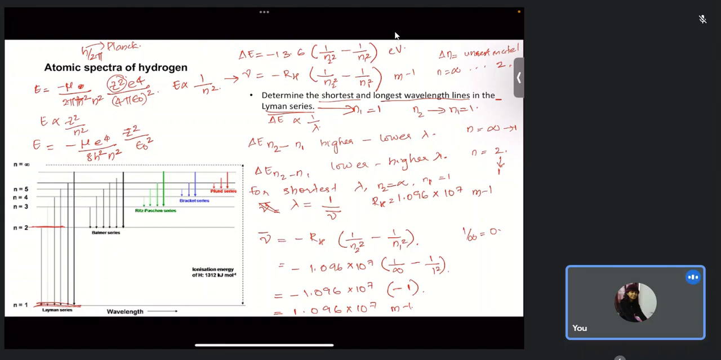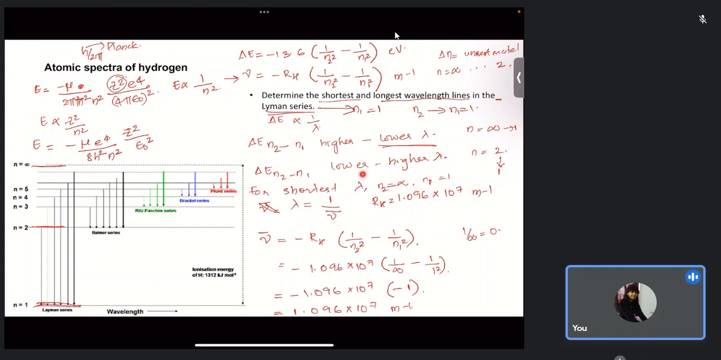When you have the highest energy gap, that's when you see the lowest lambda. Since delta n is unrestricted as per the selection rules, the transition can come from even n equal to infinity. So when n is equal to infinity you have the highest energy gap, which in turn gives the lowest wavelength. That's why for the shortest lambda value, we consider the wavelength associated with the transition from n2 equal to infinity to n1 equal to 1.